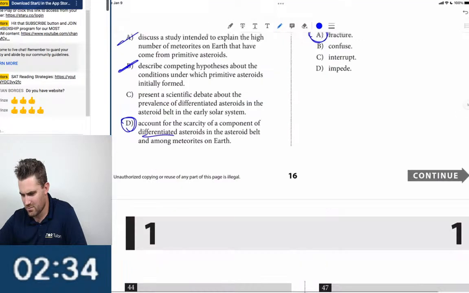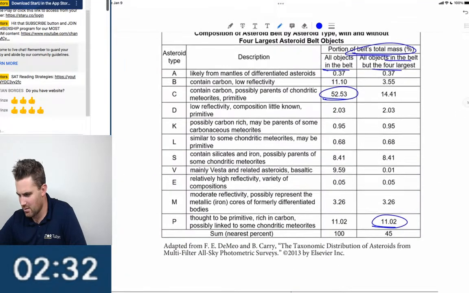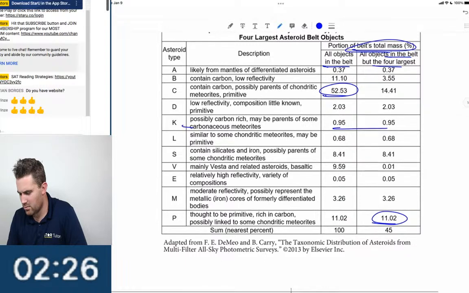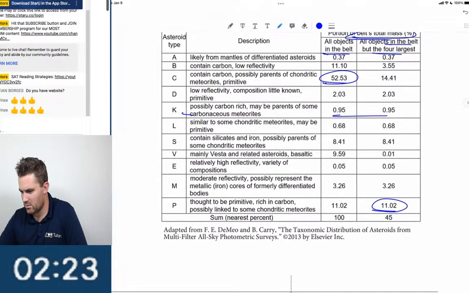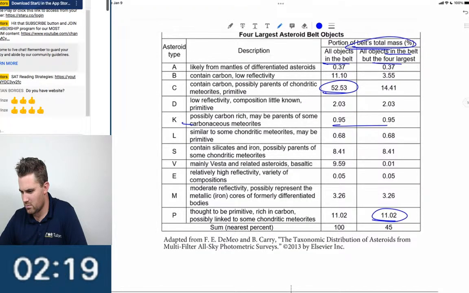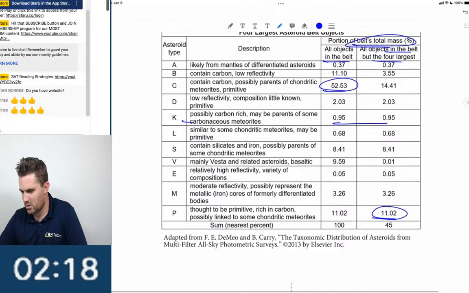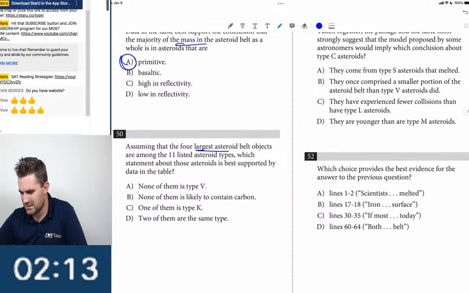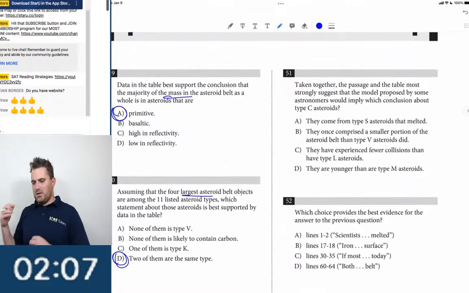Type K. Where's type K? Oh, K. That contain carbon. Okay, wait, I think it's... Oh gosh. I think it's D, maybe. It looked like there were two carbon ones, but I'm running behind and I already skipped a couple questions.